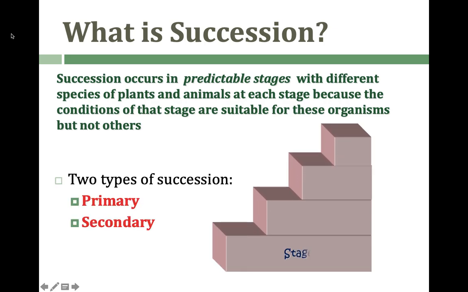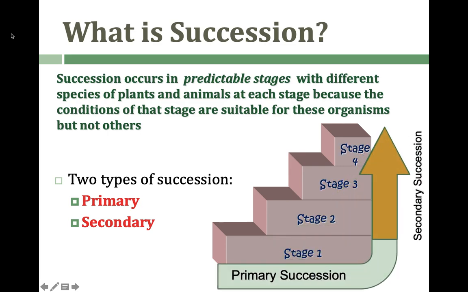There are two types of succession, primary and secondary, and they are very similar. The only main difference, which we'll talk about more in depth, is that primary succession starts at stage 1. In secondary succession, stage 1 has already taken place, so it starts at stage 2 and carries out. But from stage 2 on, they follow the same process.